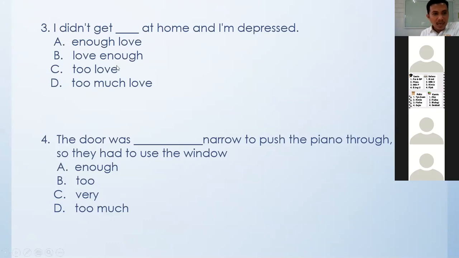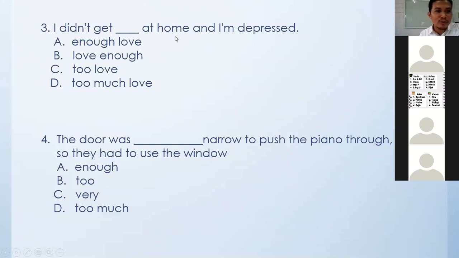Love enough. Why? Kenapa pakai love enough? Enough love, sir. Nah, you must be careful. Love, when it becomes a verb and when it becomes a noun, itu sama ya. Love, ketika dia menjadi kata benda dan menjadi kata kerja, itu sama. So what do we need here? What does the sentence need?